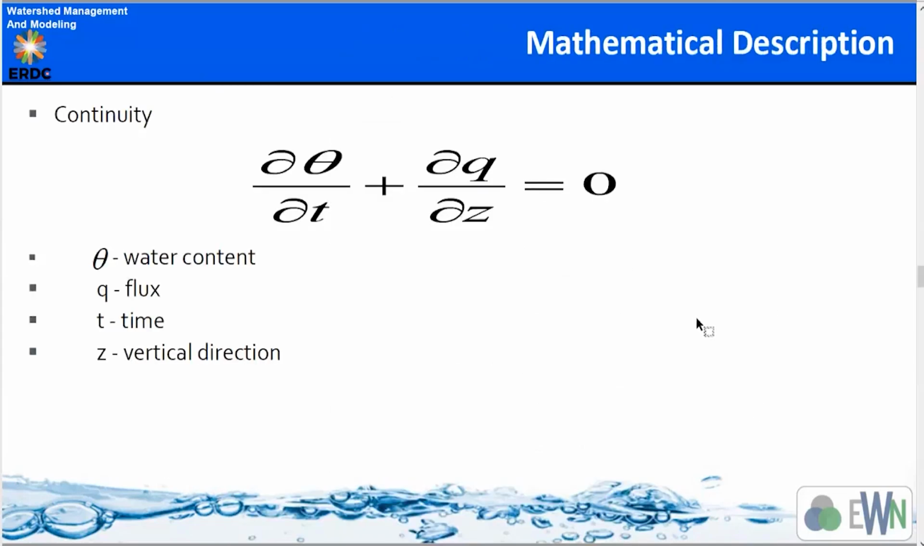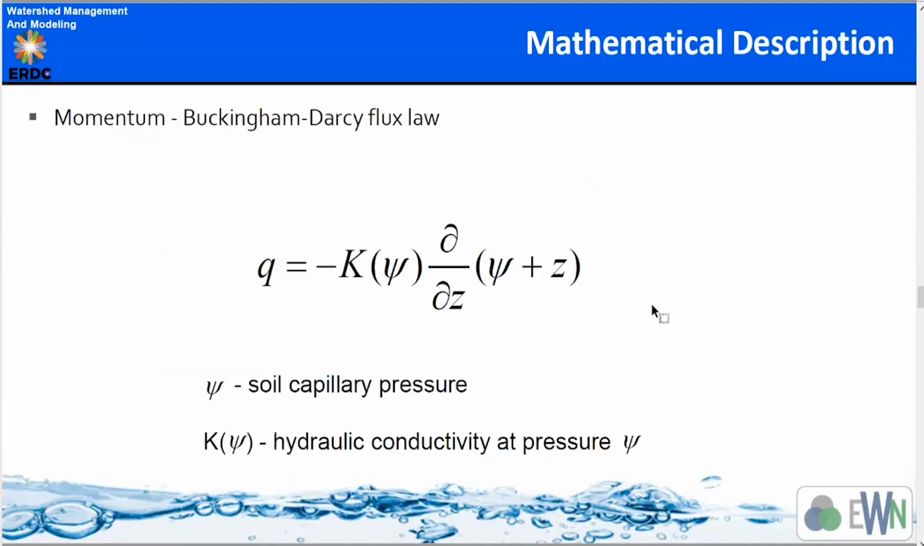This is a mathematical description of the continuity equation. So the Richards equation is a combination of the continuity equation and the Buckingham-Darcy law. The continuity equation is the same one we saw yesterday for flow, but in this case we're using water content instead of depth, and that's really the only difference. And the direction here is vertical, so we're talking about a one-dimensional vertical description.